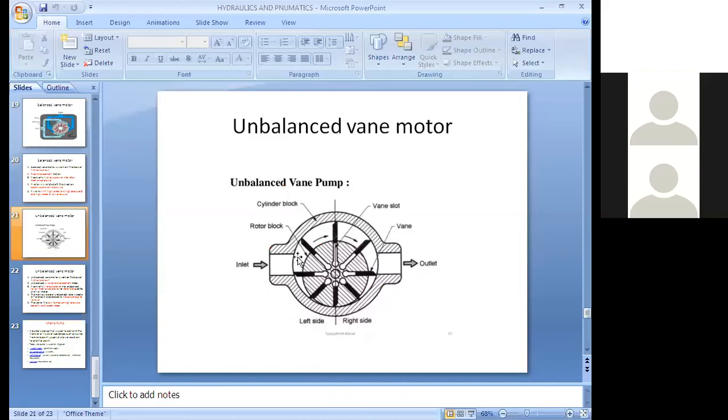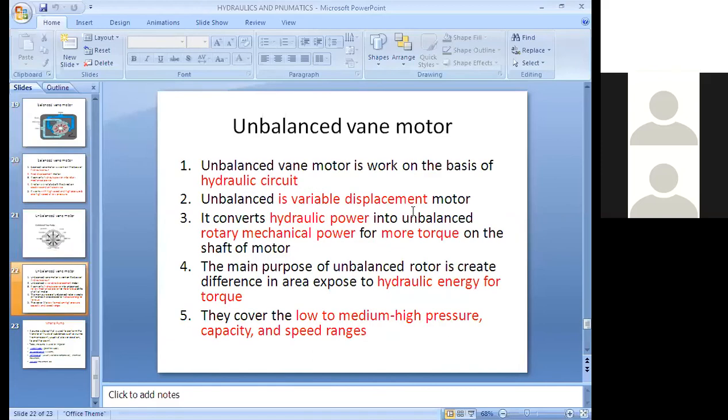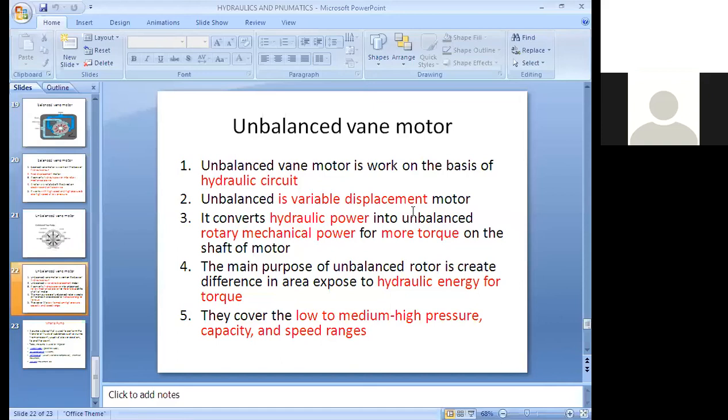These are the important points I would like to discuss with the slide, so you will understand the theory part with a better explanation. I have made the points pointwise for your understanding. The first point: the unbalanced vane motor works on the basis of an ideal circuit. This is also one of the rotary actuators. Everything we are discussing today is a rotary actuator only.